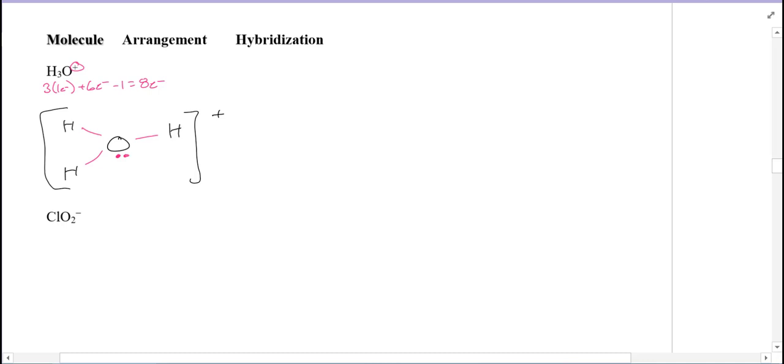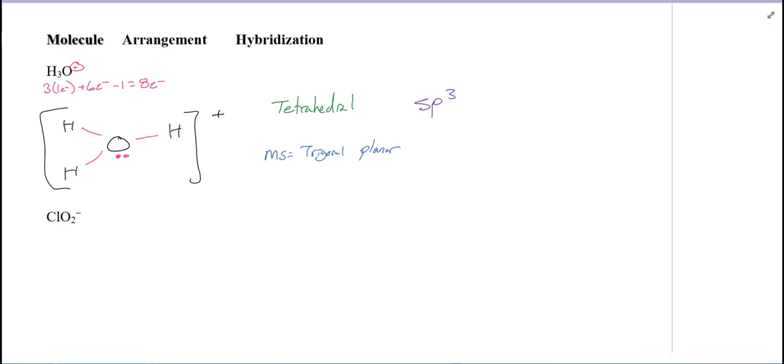Electron pair geometry would be tetrahedral. So therefore, the hybridization is sp3. What's the actual shape? The molecular shape is trigonal planar. Is hydronium polar? I know it doesn't ask, but I'm asking you, is hydronium polar? Well, sure is. It is top 5 electronegative atom in an unsymmetrical shape, so it is polar.